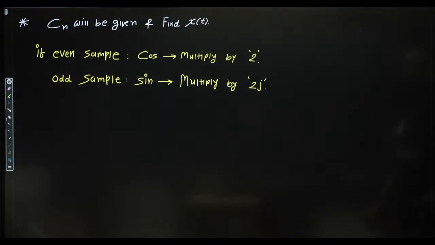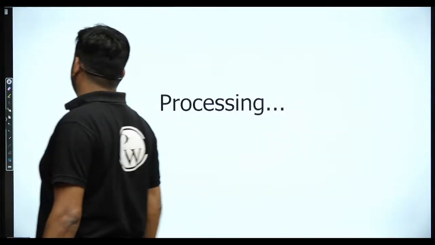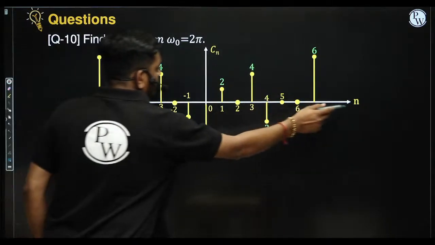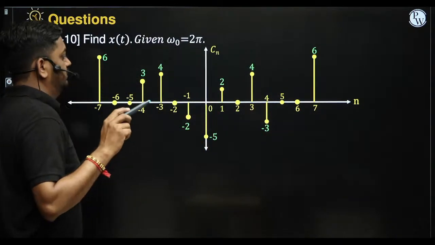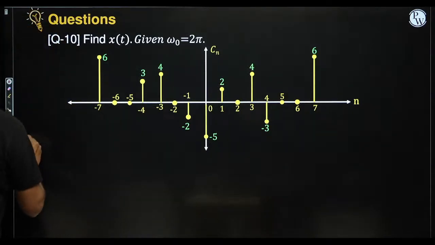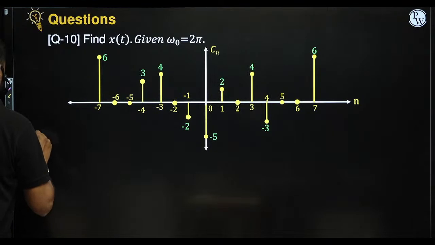Okay, very good. Now let me take one more question, guys. This is the given question. Omega 0 is 2 pi, and the value of n is given. Now you simply have to observe whether the sample is odd or even. I am writing the final answer; you can directly write the answer.